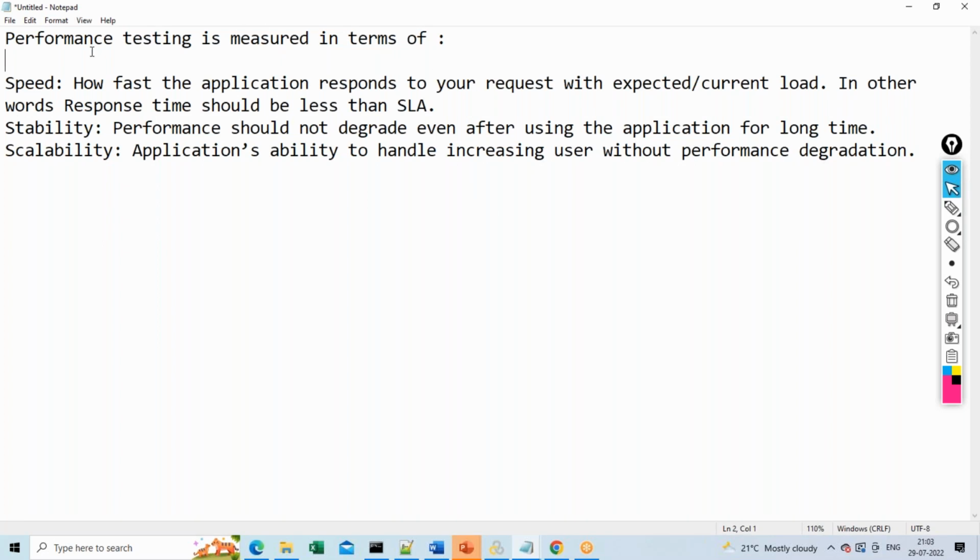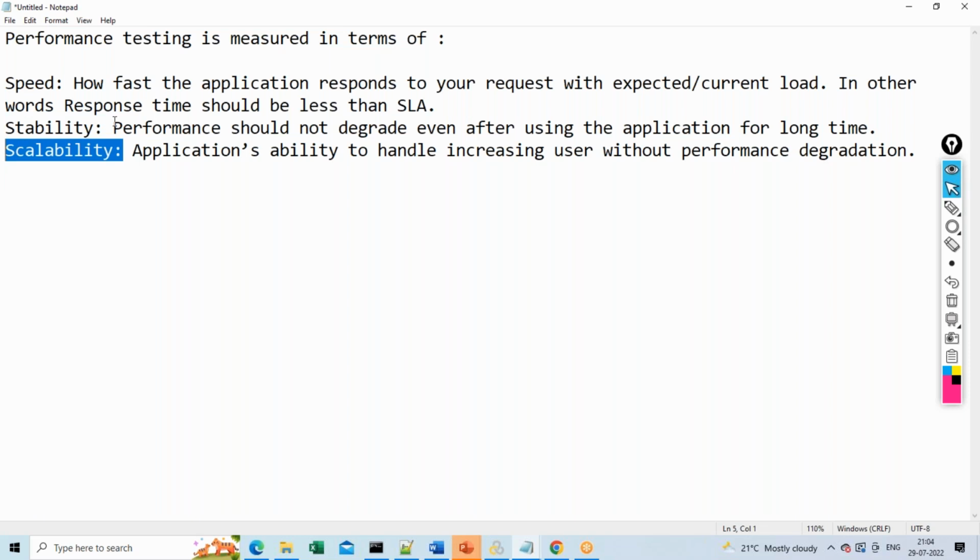Okay, before I start discussing performance testing, I would like to add one important point here: performance testing is measured in terms of these three: speed, stability and scalability. Okay, so what are speed, stability and scalability? We will discuss.